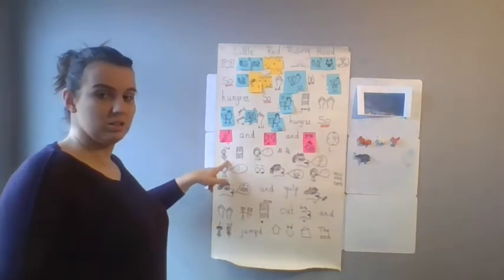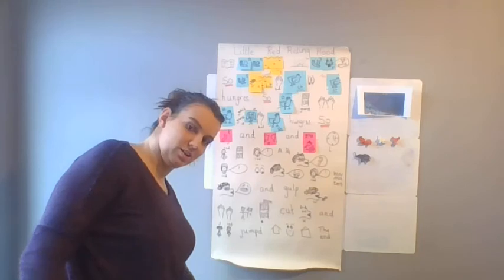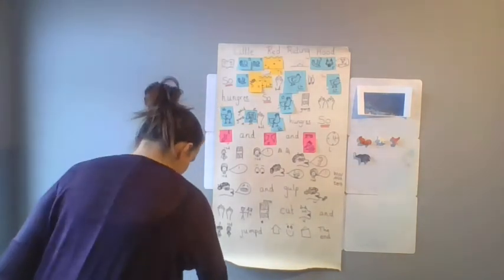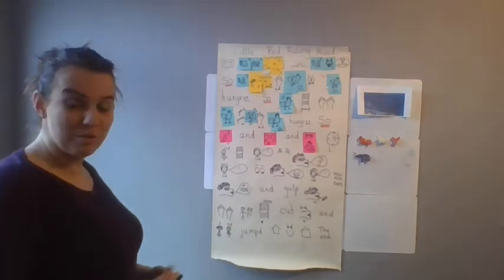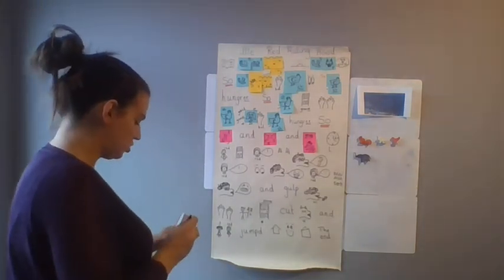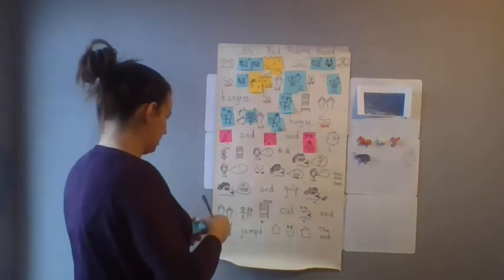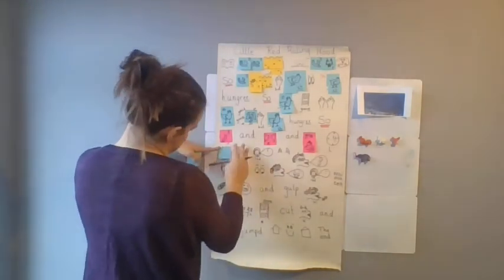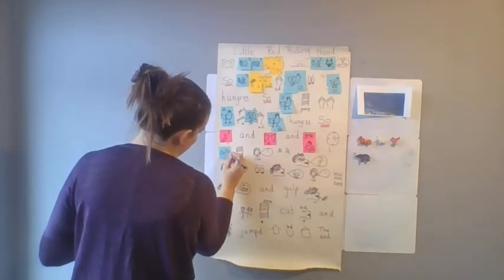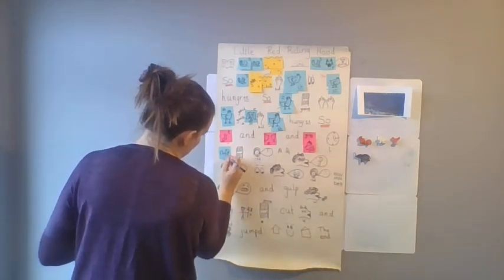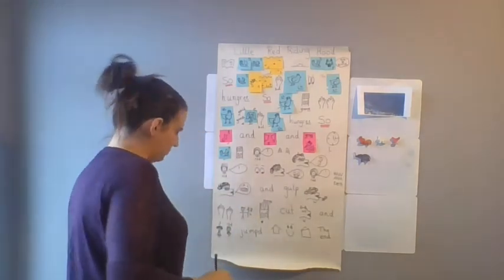Later on, who's this? Red Riding Hood. Is she in our story anymore? No. Who did we change her for? The squirrel. That's right. Good remembering, everybody. We changed her for the squirrel. So, let's cover up red and draw the squirrel. For squirrel.